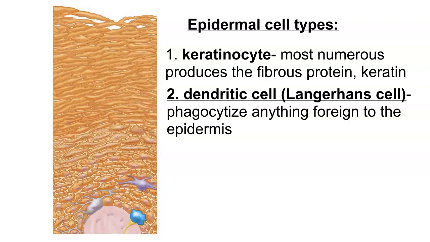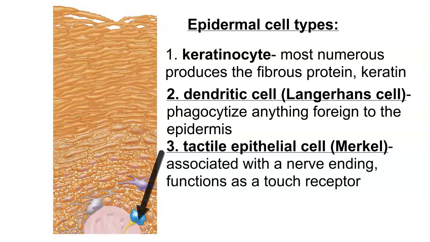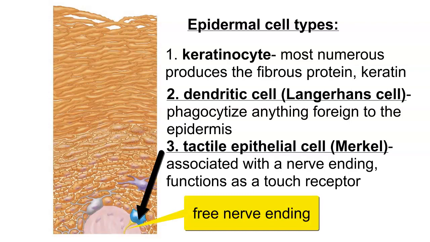A third type of cell that lives in the epidermis is known as a tactile epithelial cell, or a Merkel cell. And those cells live at the very bottom of the epidermis, and they're associated with free nerve endings. And so you can almost think of it as a type of touch receptor.